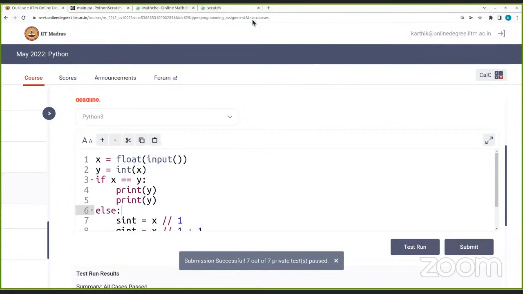Maybe my question is a bit basic, I just wanted a little clarity. If we do int of a float number, what does it return? Just the integer part of it? Like int of 3.4. What it will do is truncate everything after the decimal and return only the integer part. Only the integer part, yeah.